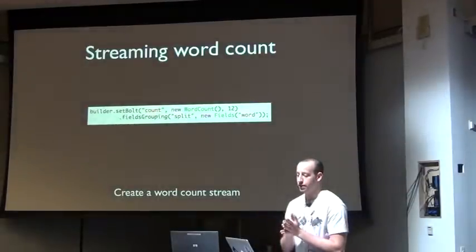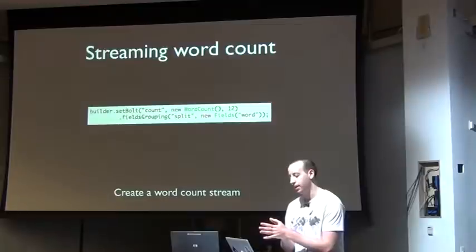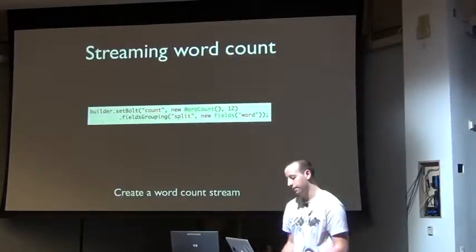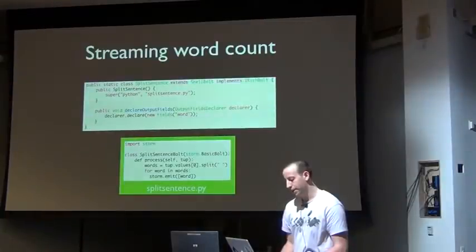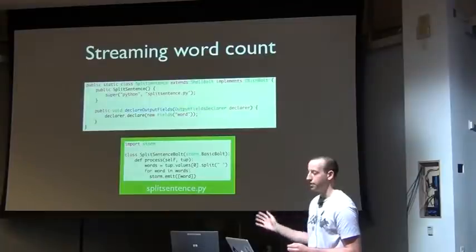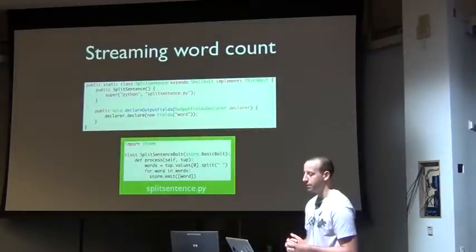If you use a fields grouping, the same word always goes to the same task, and then that can emit the correct count for that word. So here's the implementation of split sentence. Here it's actually implemented in Python just to show off Storm's multi-language capabilities.